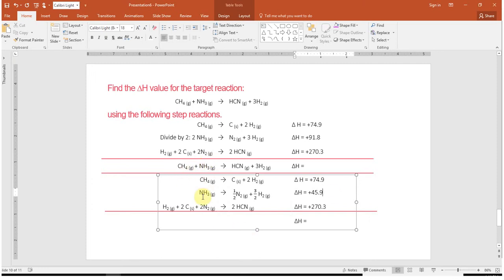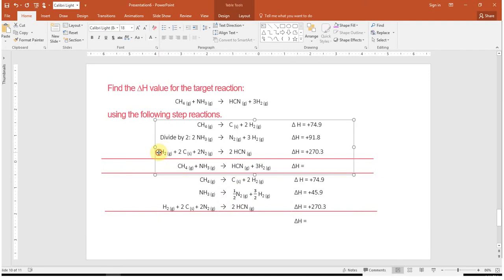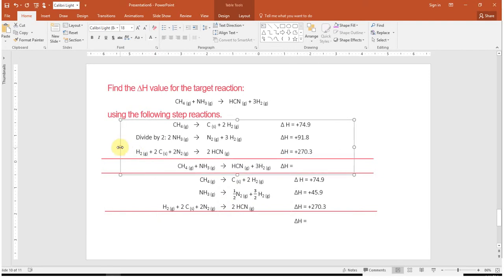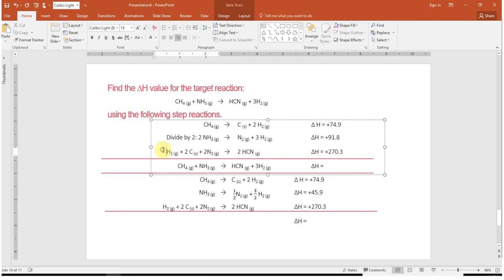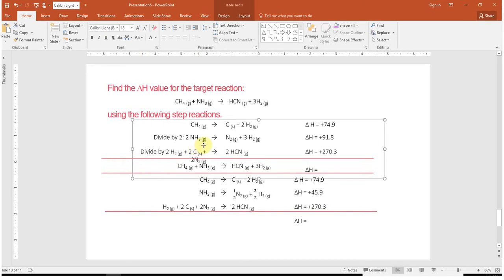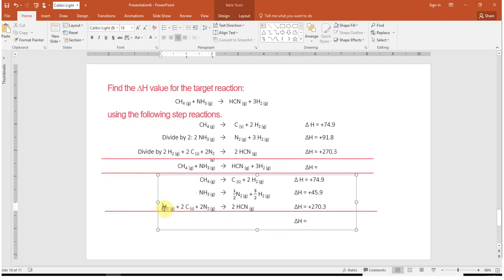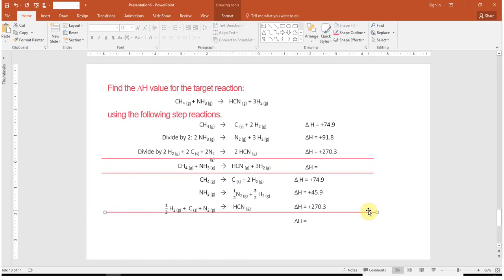Now, I've got one ammonia. Let's check out our HCNs. Same thing here. We have two HCNs in our step reactions. We only want one. So we really need to divide this whole thing by two as well. So I'm going to say 1/2 of this. 2 divided by 2 is just 1. 2 divided by 2 is just 1. And then 2 divided by 2 is just 1. And so that's really our coefficients there.